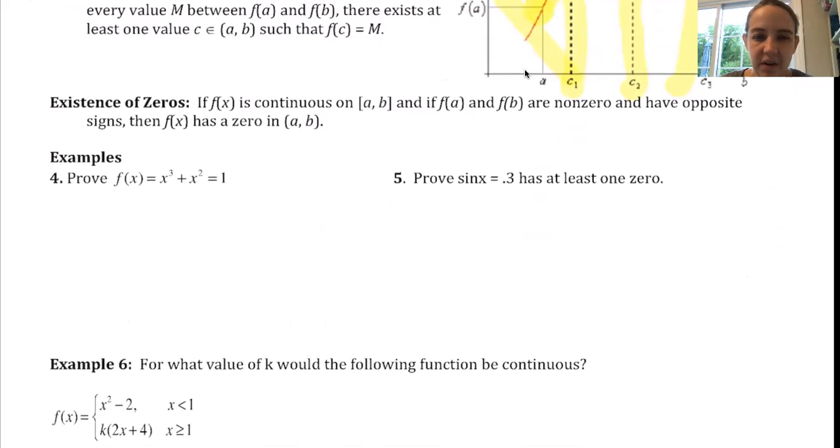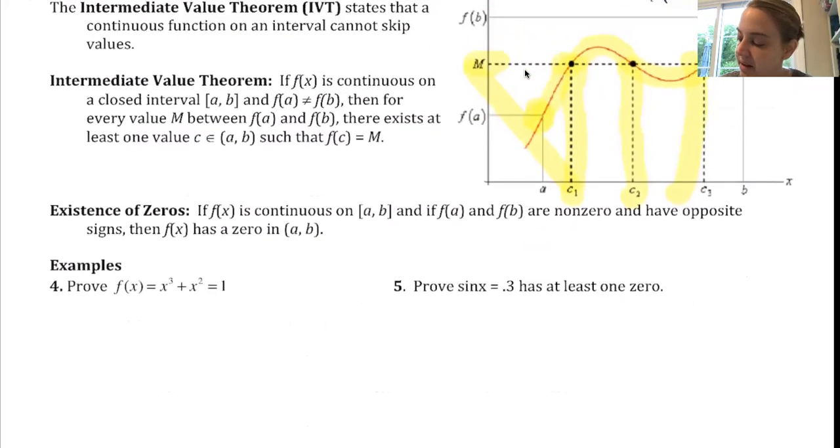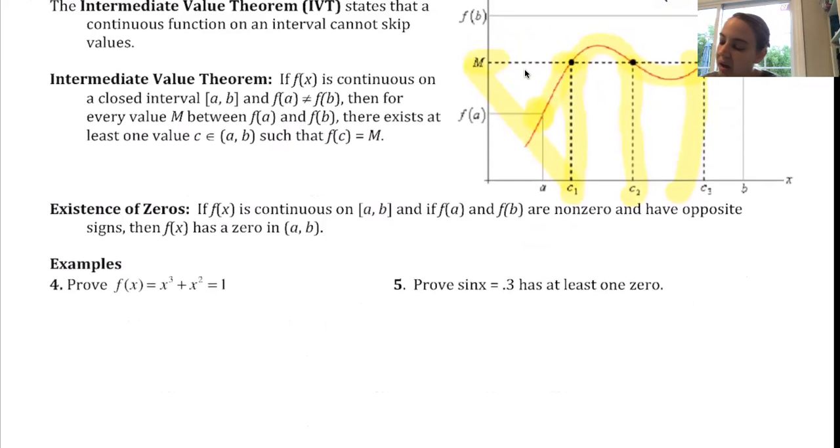And existence of zeros is kind of a second piece to that. I didn't realize they were right next to each other. If we have f of a and f of b are non-zero and they have opposite sign, then f of x has a 0 in a to b. So what that one means is it has to cross the x-axis someplace. Remember, 0 is where you cross the x-axis.